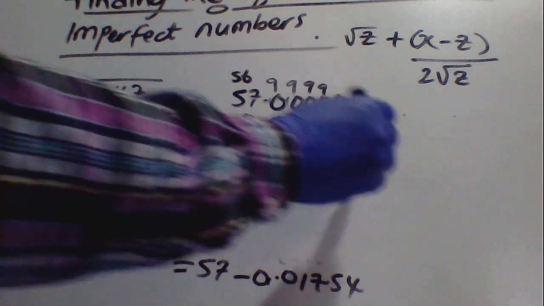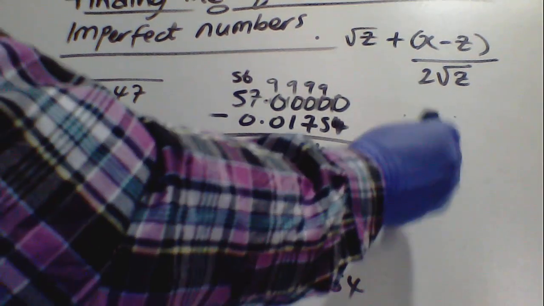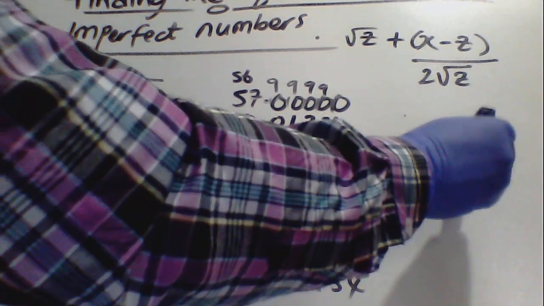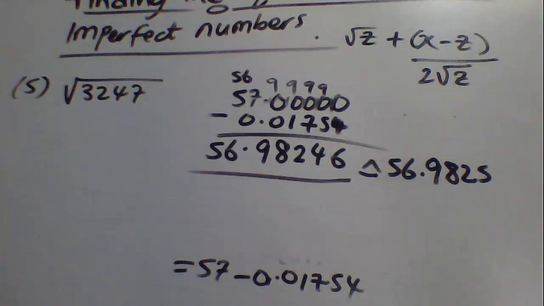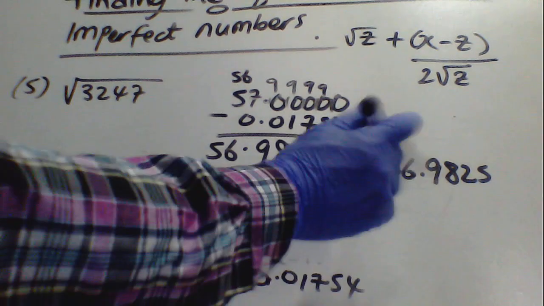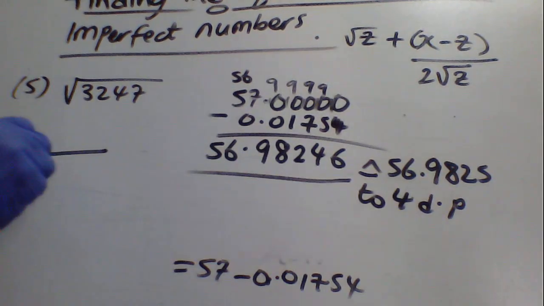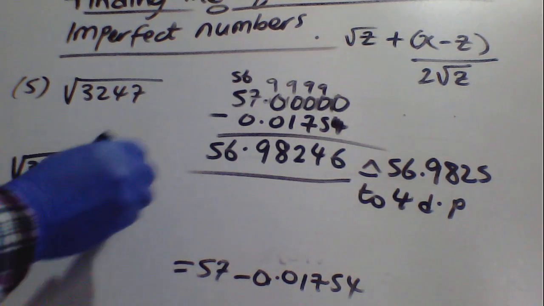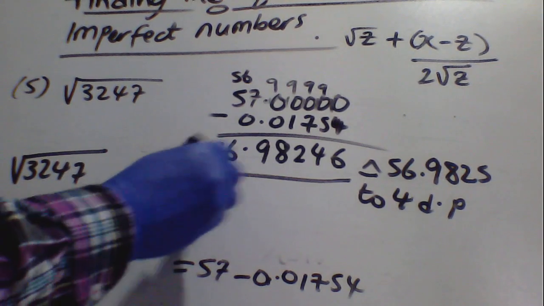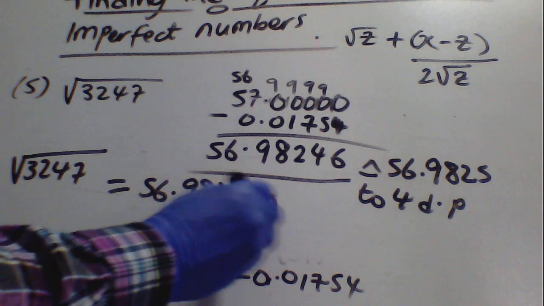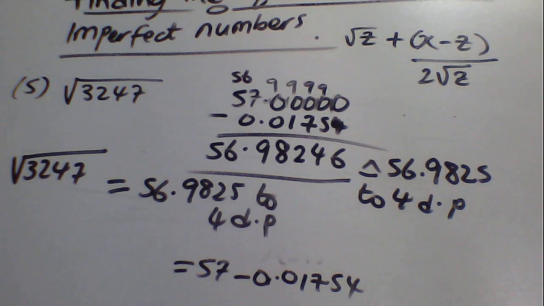In that case, you may leave your answer as 56.9825. Because I told you, as you get higher numbers from 100,000, you can approximate the answer to 3 or 4 decimal places. So this is to 4 decimal places. Therefore, the square root of 3247 is equal to 56.9825 to 4 decimal places. Any questions?